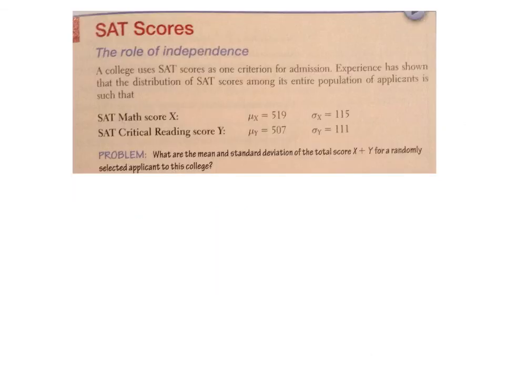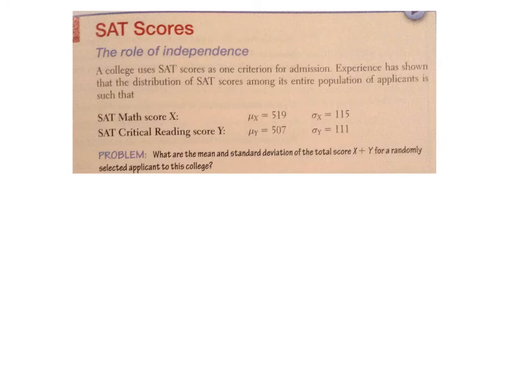Okay, let's look at this example involving SAT scores. So I've got the college using SAT scores for admission. Experience has shown the distribution of SAT scores among its entire population of applicants is down below. Math score, mean of 519, critical reading score, mean of 507, standard deviation of the math score, 115, standard deviation of the critical reading score, 111. What are the mean and standard deviation of the total score? So total score being X plus Y for a randomly selected applicant.